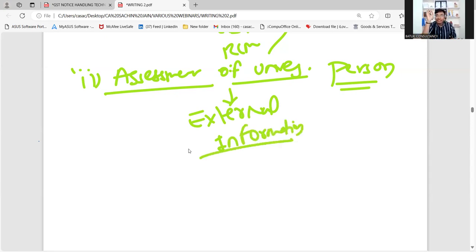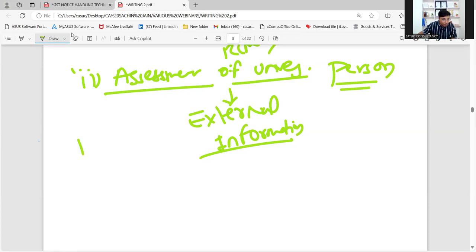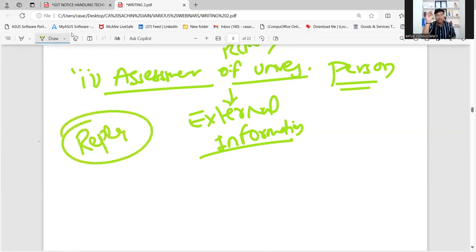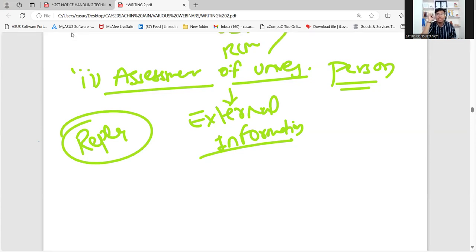Now, as this assessment is based on external information, the departmental authority will provide you one intimation that we have done your assessment based on this particular data available with us. In that case you have 30 days time, you need to provide the reply to that intimation. So this is also one particular type of notice for which we need to provide the reply. If there is such a notice, how we need to handle it, we'll discuss that as well.